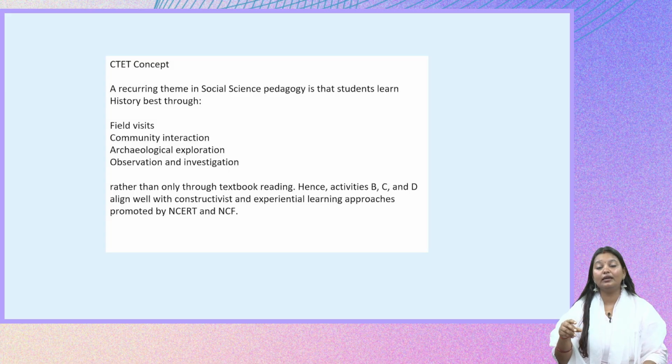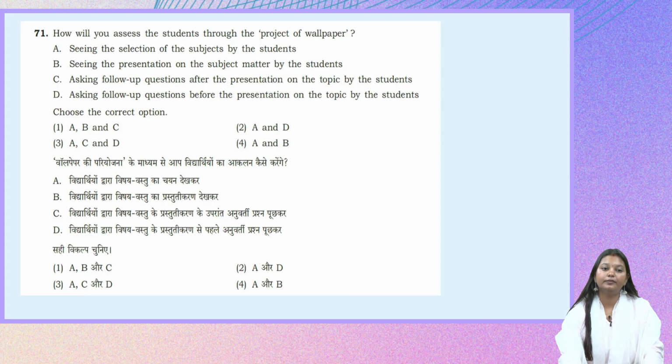So, history can best be learned through which of the ways: field visit, community interaction, archaeological exploration, observation and investigation, rather than by just reading a text, which is how we eliminated the first option. So, you should remember that constructivist and experiential learning is what NCF and also NCERT textbooks are promoting.